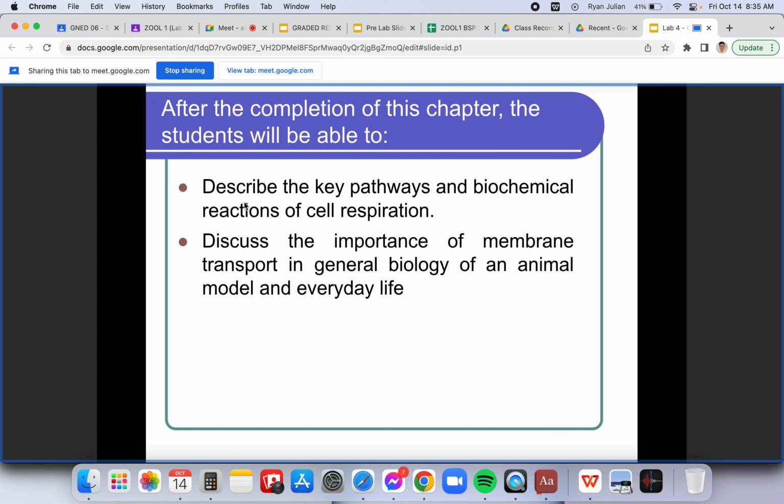Describe the key pathways and biochemical reactions of cell respiration. And lastly, to be able to discuss the importance of membrane transport in general biology, in an animal model, and in everyday life.